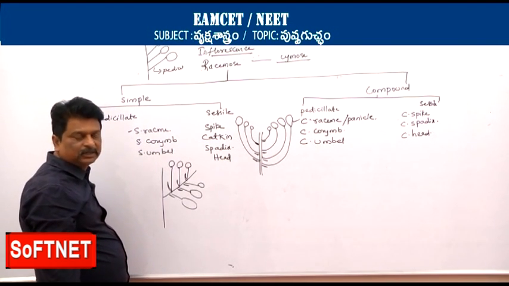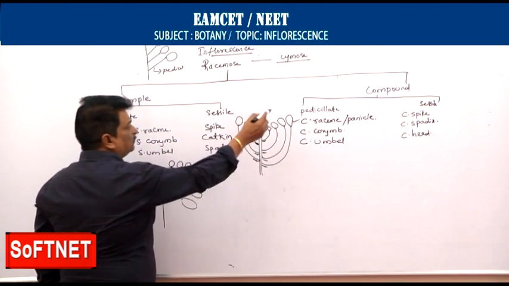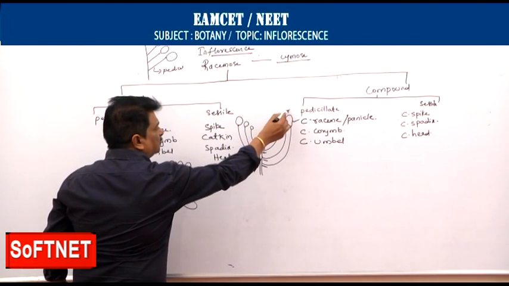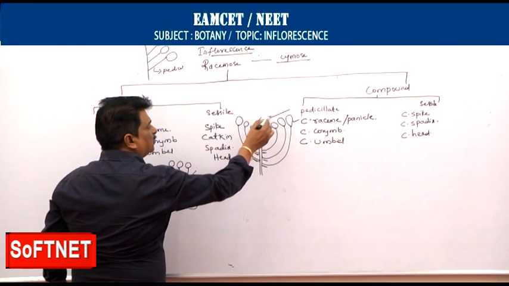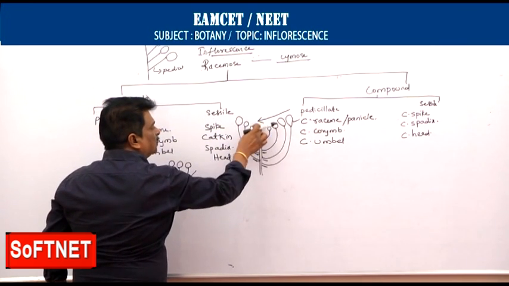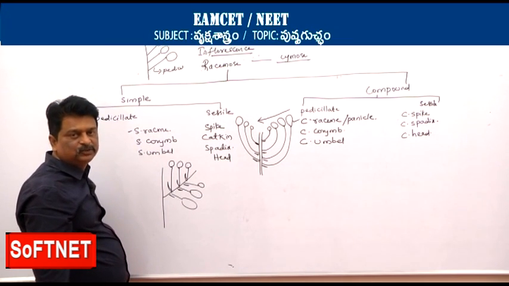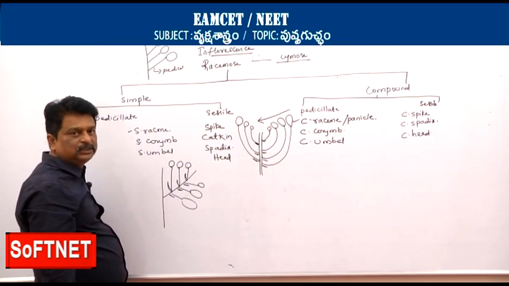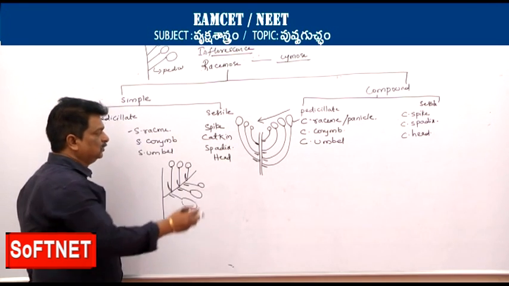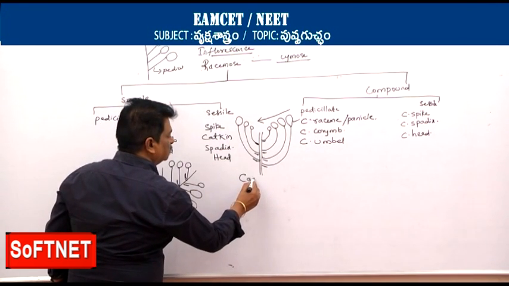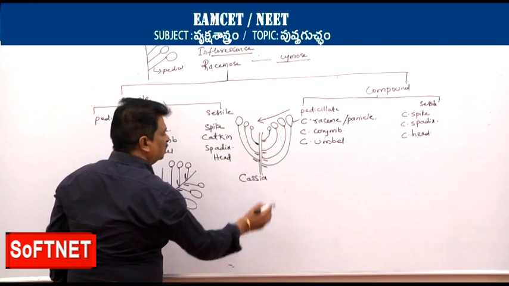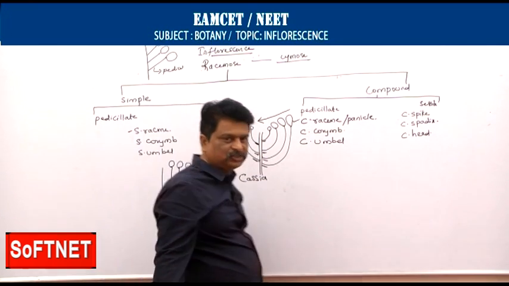That is corymb character. And if flowers are brought to the same height, opening of flowers takes place from corner to center. Such an arrangement is called centripetalous. An example for simple corymb is Cassia.